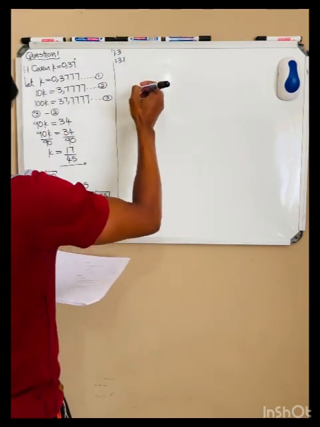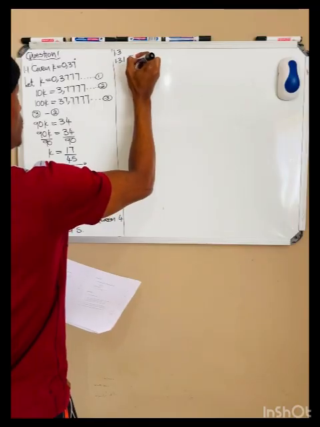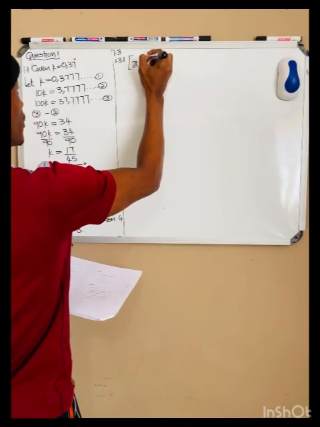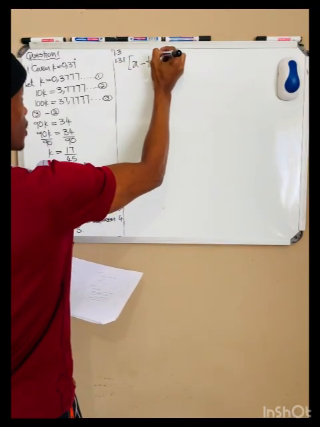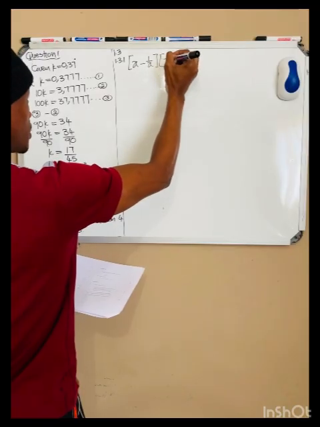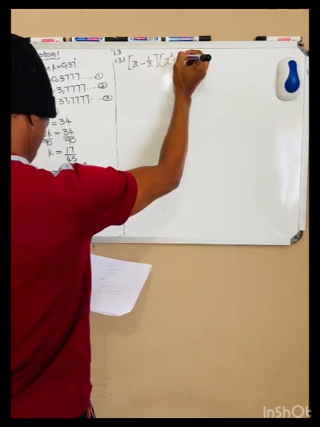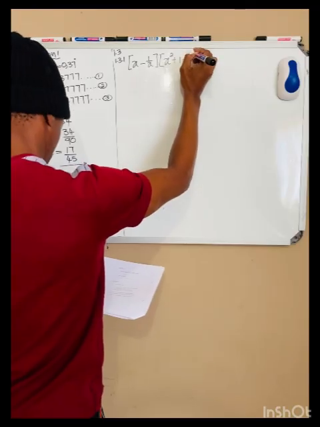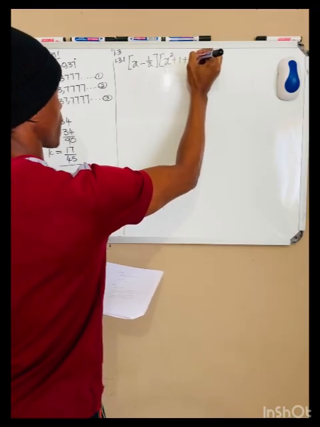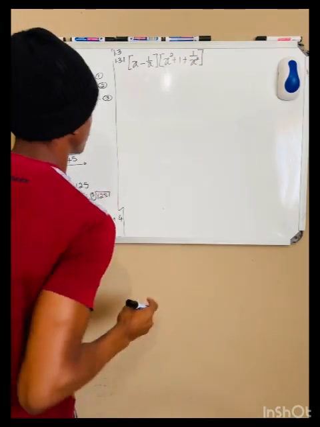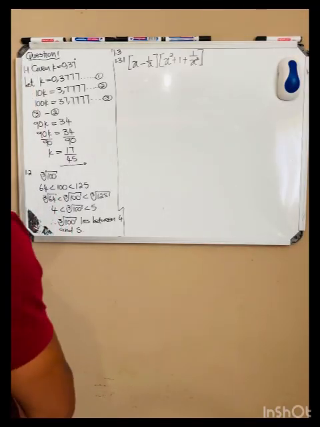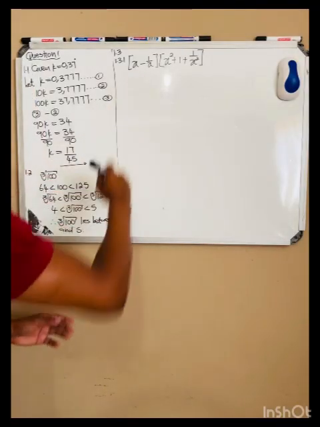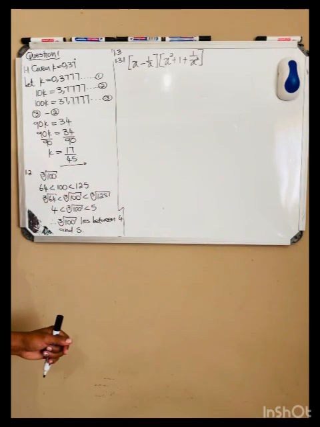They're saying we need to simplify (x - 1/x) times (x² + 1 + 1/x²). So we need to expand and simplify this. If you check, this is a difference of two cubes. This is factorization, but the difference of two cubes.